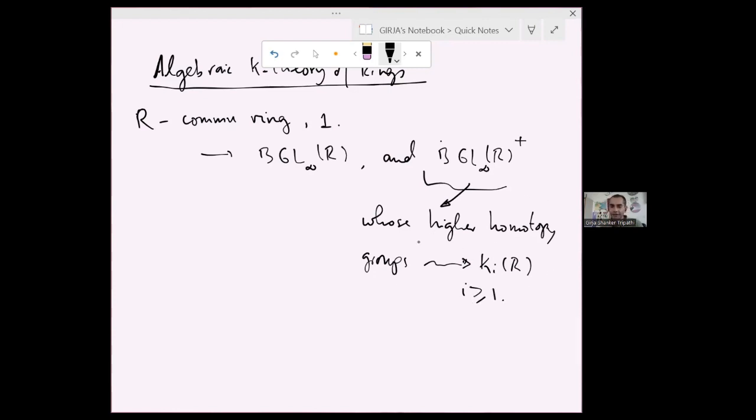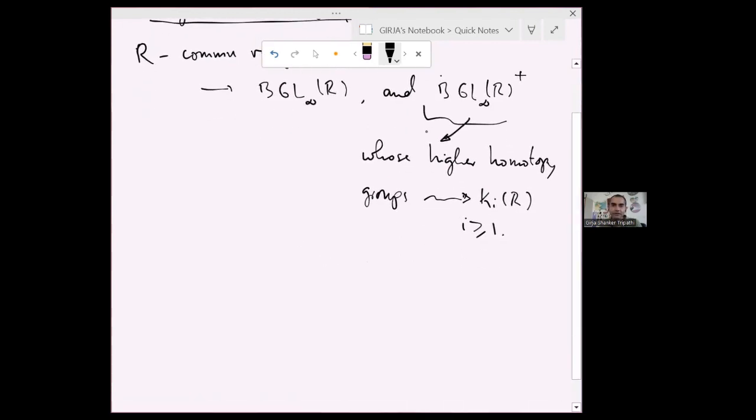As I understand, we have already gone through these three groups, K0, K1, and K2. Okay, good. So these groups we have already seen.